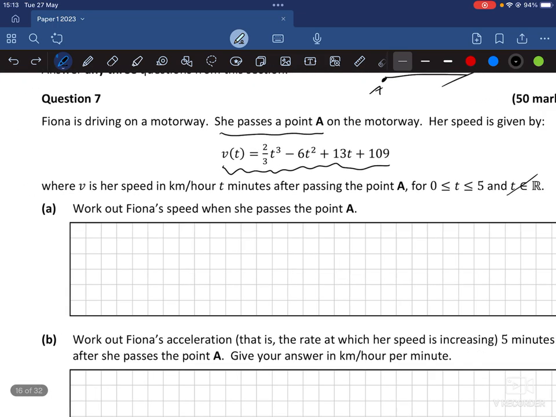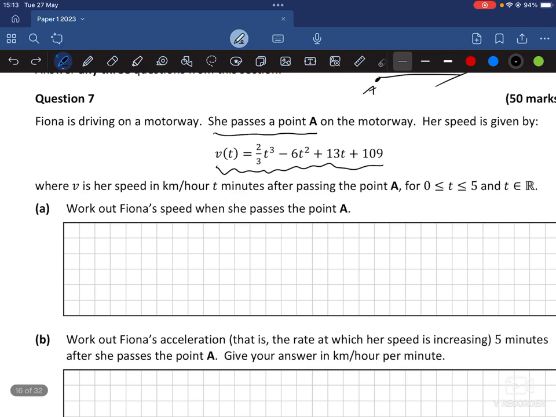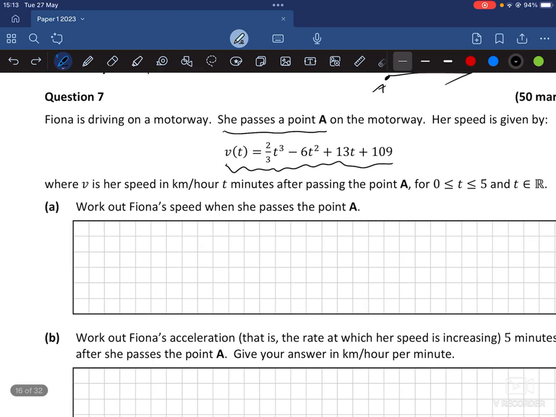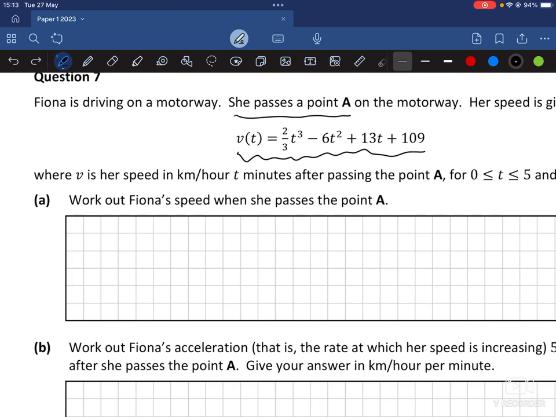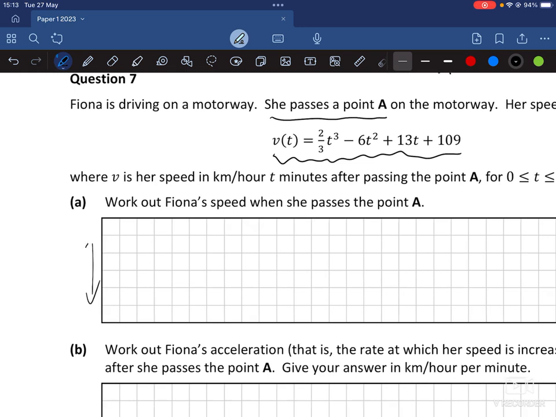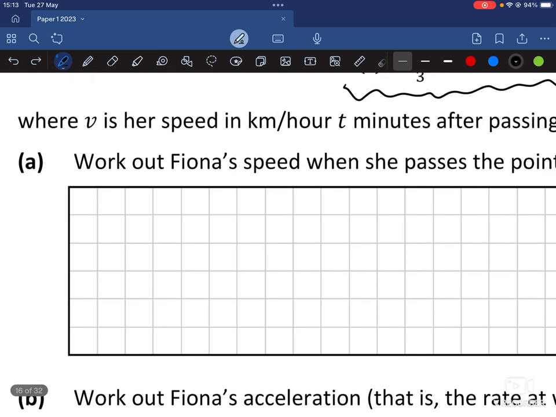We're then told to work out Fiona's speed when she passes the point A. The first step of these questions is always the same: it's always going to be sub something in. They give such little room to do this that you know it's going to be simple. When she passes the point A, time is 0, so sub in 0.